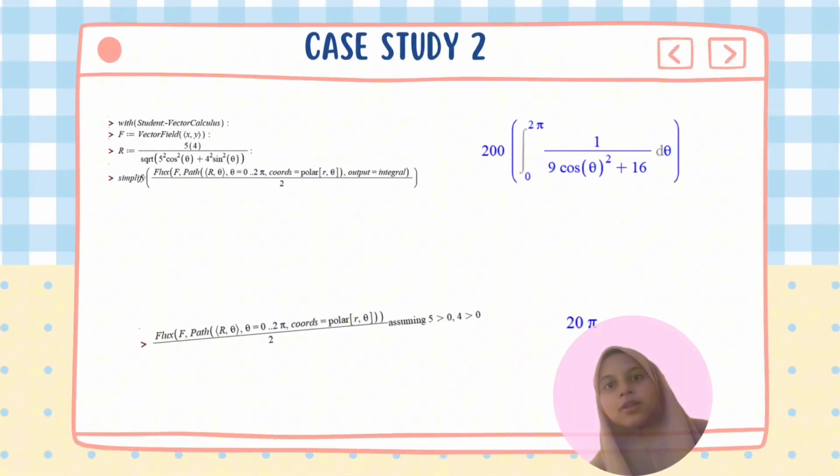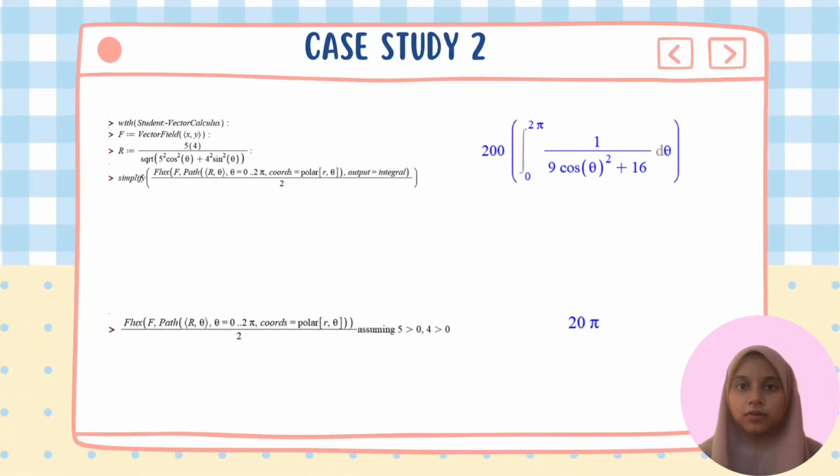Another method is that we can find the solution by using the flux formula, by defining Fr and using a simplify command to get the integration form, then using the flux command to get the result of the problem.